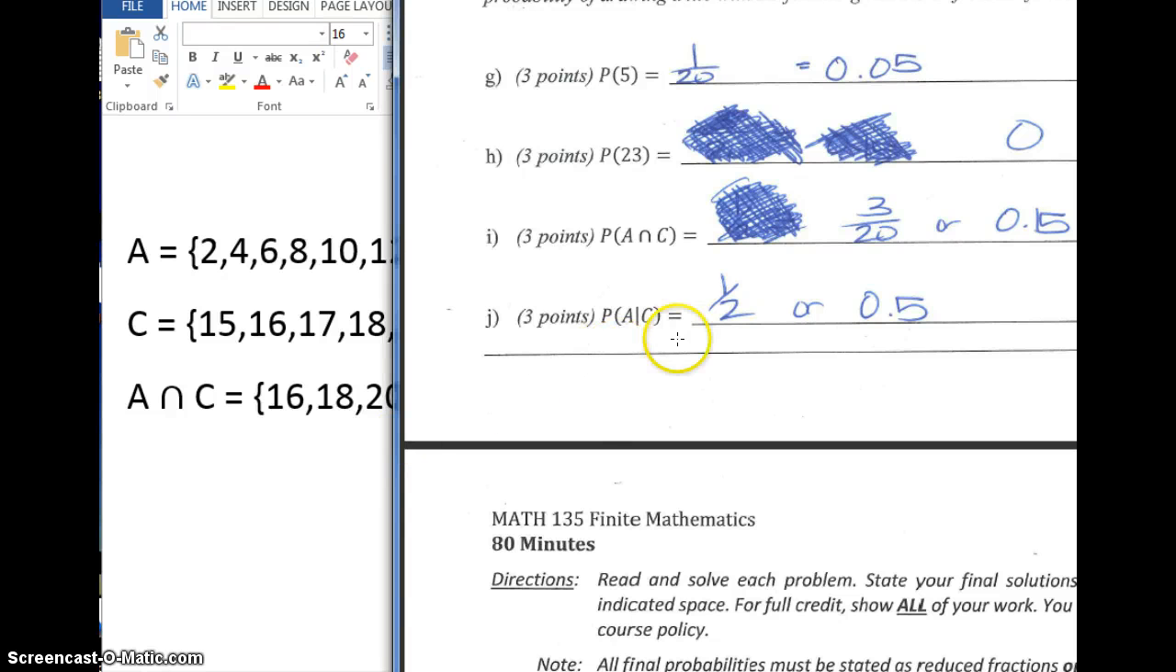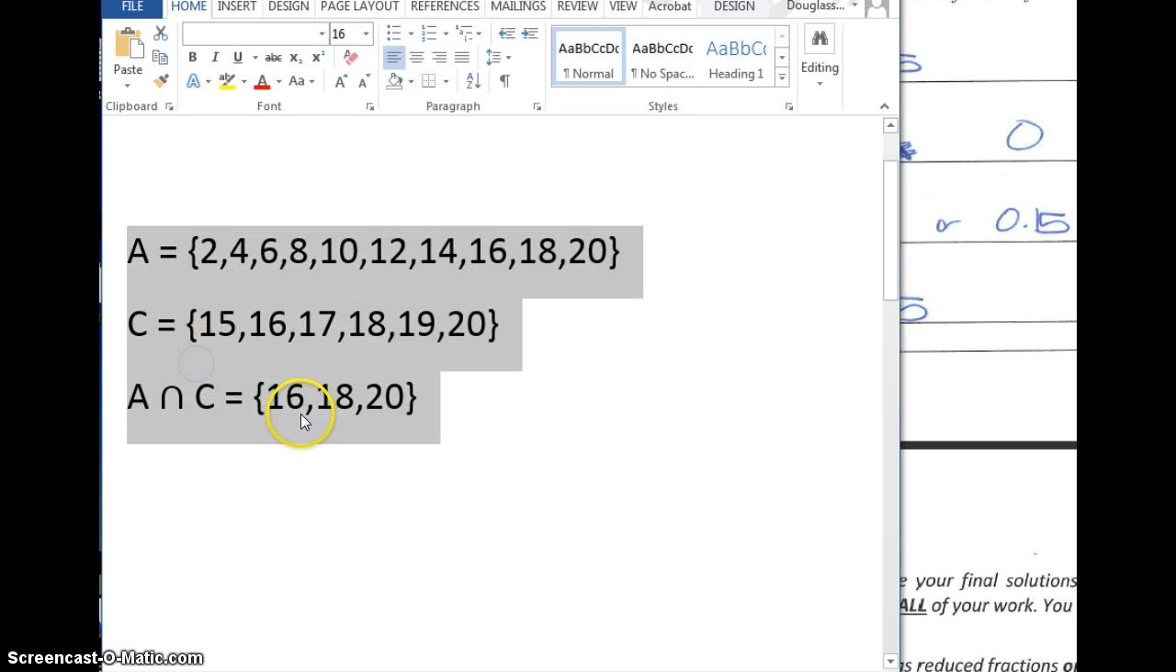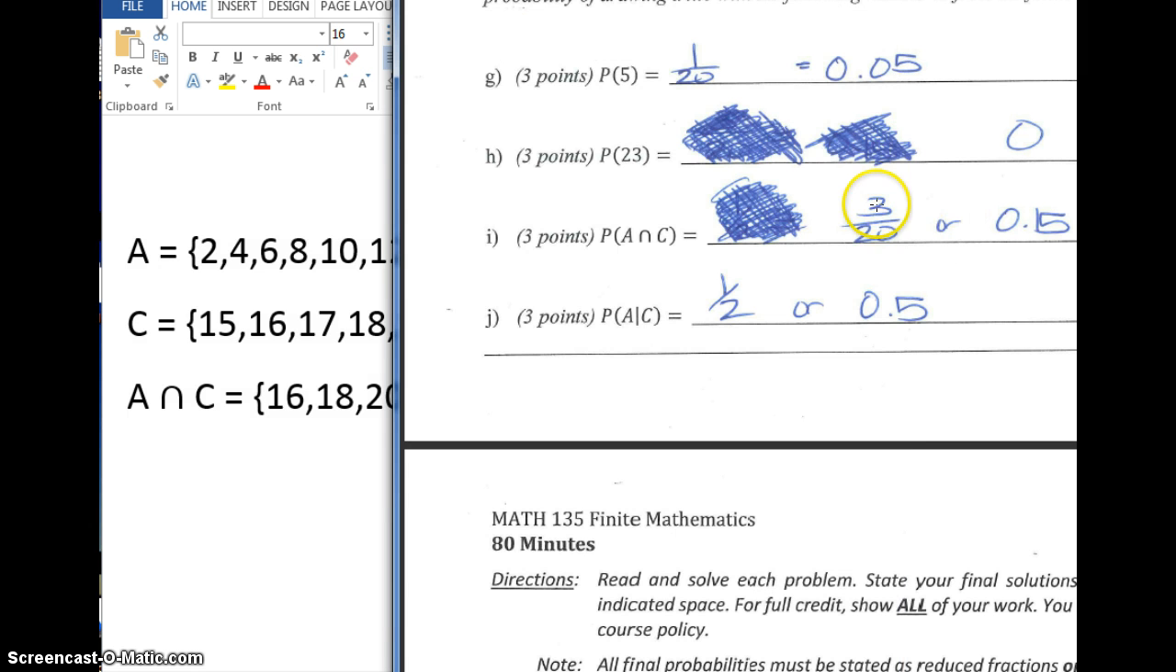The numbers 1 through 20 are in a bag, and we're going to find the probability of drawing something from A intersect C. So if you look at what A intersect C is, it's 16, 18, and 20. So there's 3 elements in A intersect C. So the probability of drawing a tile from A intersect C is 3 out of 20 because there are 3 things in A intersect C and 20 total tiles in the bag.